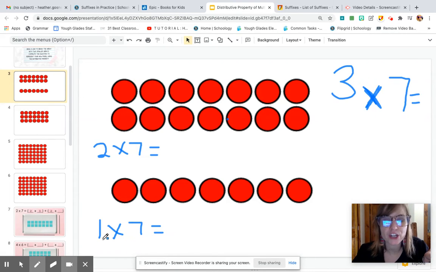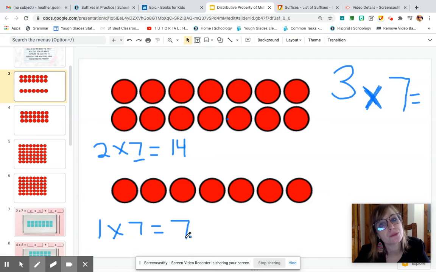I know my 2's fairly well. I know that when I have a 2 as a factor, all I do is double the other number, right? So if I double 7, I will have 14. So I know this array up here equals the total amount of 14. And I know that the identity property states that any number times 1 will equal that number. So 1 times 7 is 7.